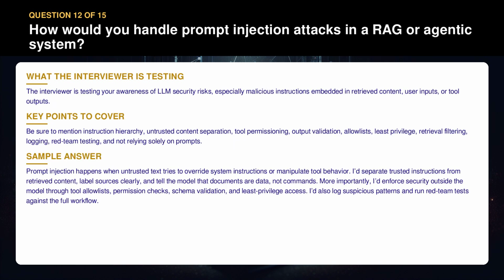Prompt injection happens when untrusted text tries to override system instructions or manipulate tool behavior. I'd separate trusted instructions from retrieved content, label sources clearly, and tell the model that documents are data, not commands. More importantly, I'd enforce security outside the model through tool allow lists, permission checks, schema validation, and least privilege access. I'd also log suspicious patterns and run red team tests against the full workflow.